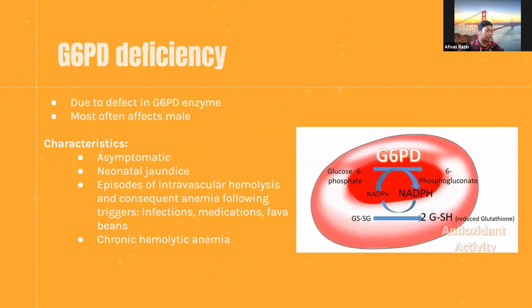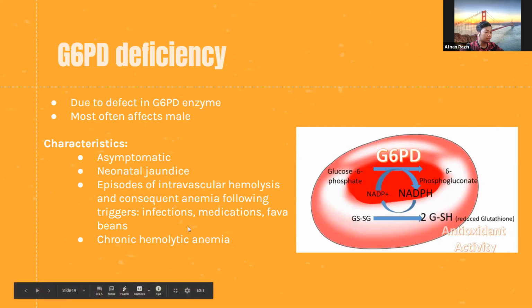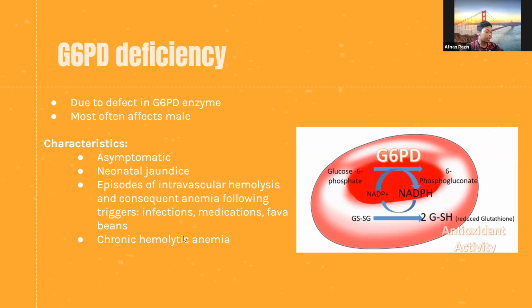So next is G6PD deficiency, glucose-6-phosphate dehydrogenase deficiency. This is due to a defect in the G6PD enzyme, which is an important enzyme in protecting red cells from hemolysis by reactive oxidant species. This most often affects males, and triggering factors like infections, malaria, fava beans and drugs like NSAIDs can cause the acute G6PD attack. For the characteristics, usually the child is asymptomatic.